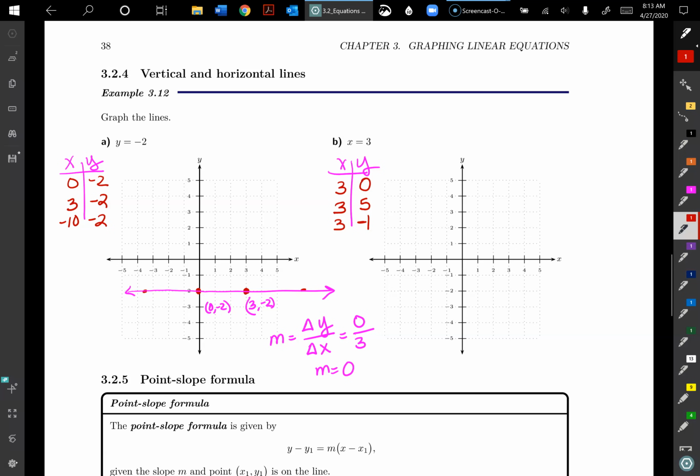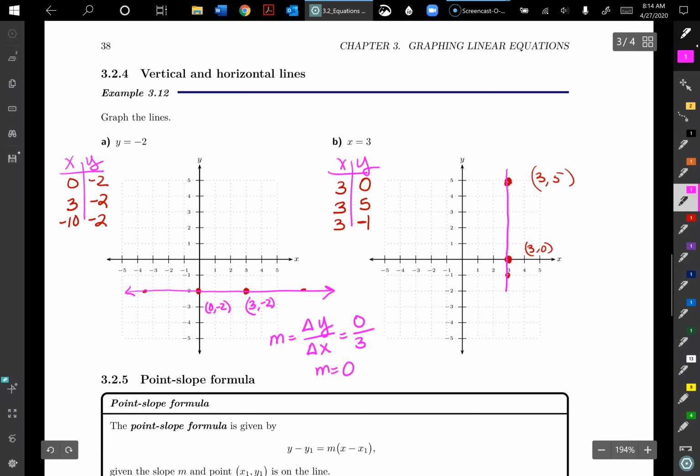So x being 3, but sometimes it just helps you to plot. 3, 0 is right there. Then we have 3, 5 is up here. And then connect the dots. So a lot of times it just helps people to put something in and make it a little more concrete. And that's fine. After a while, you'll get to just sketch these. You won't really need to plot anything.